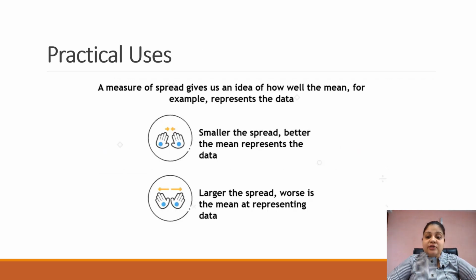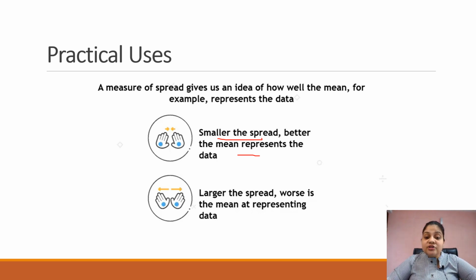So what are the practical uses of measure of spread? It basically tells us that the smaller the spread, the better the mean represents the data. So in this example of balls where the data was less spread out, I can say that the mean gives us an accurate estimate of the data.